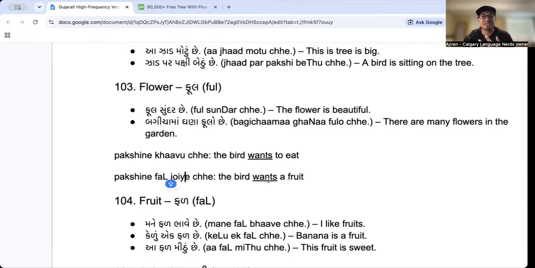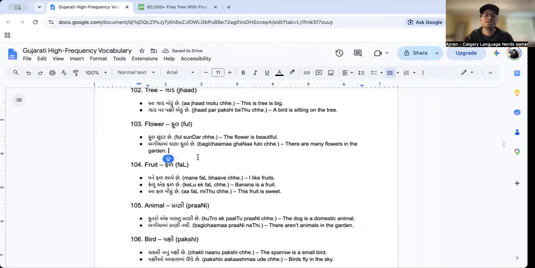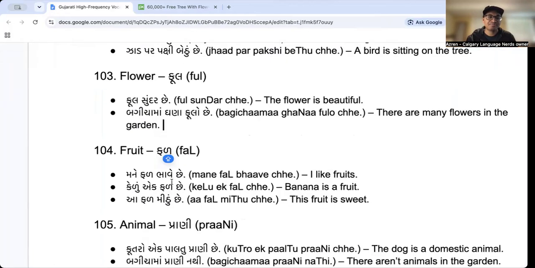But if they want something, they don't want to eat, they want an object, like a fruit, right? Now we're going to have પક્ષીને, the thing they want, food, or water, whatever thing they want, જોઈએ છે at the end. So પક્ષીને ફળ જોઈએ છે. I said, પક્ષી ઝાડ પર છે. The bird is on the tree, right? પક્ષીને ખાવું છે, wants to eat. પક્ષીને ફળ જોઈએ છે. કેમ? કારણ કે પક્ષીને ફળ ભાવે છે. The bird likes fruits. Okay, let's keep going.